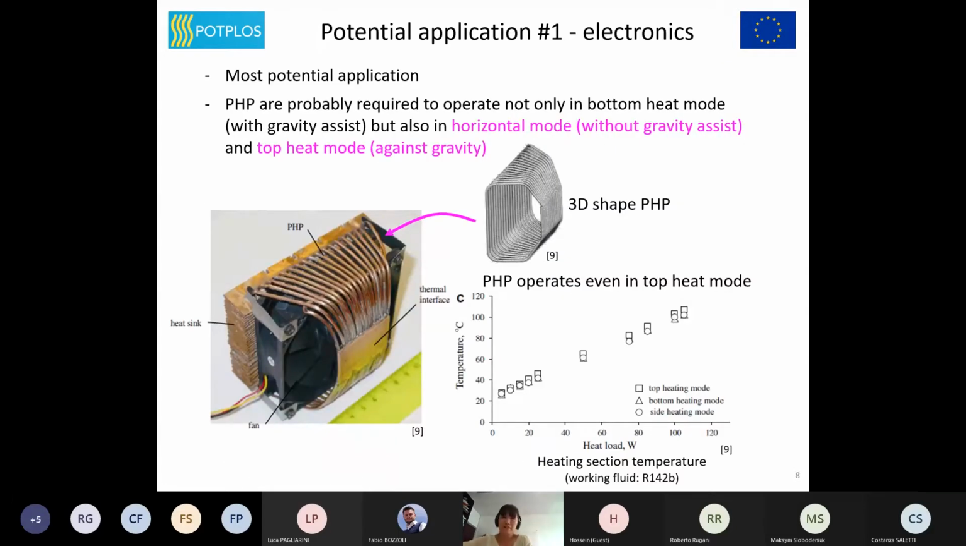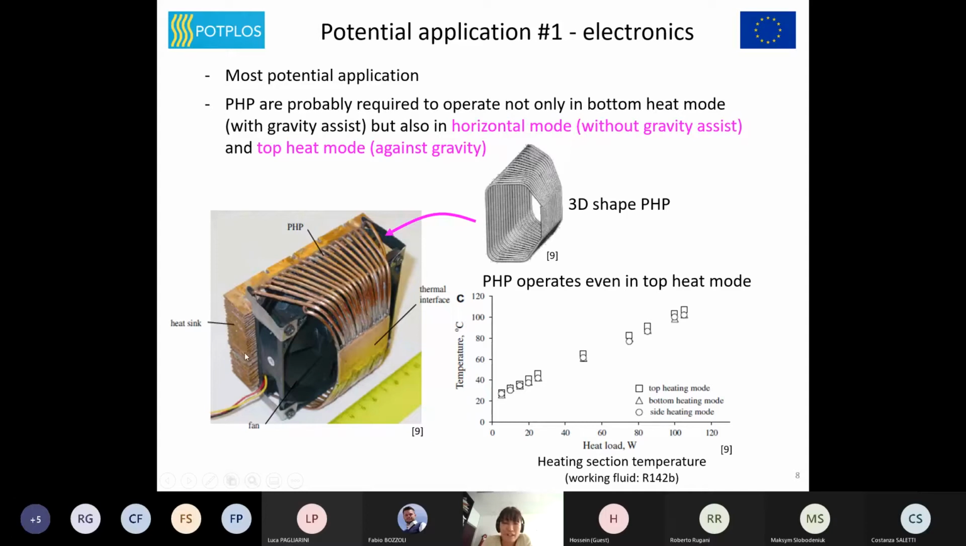First, the most potential application is electronics. This is a test model of a copper PHP for cooling electronics. A heat-generating chip is mounted here, and the heat is transferred and spread by the PHP to the heatsink here.